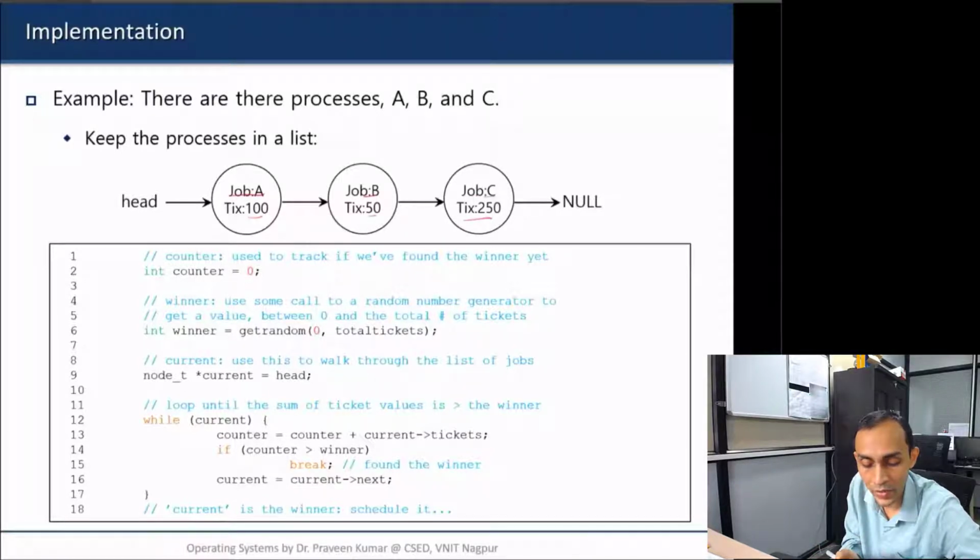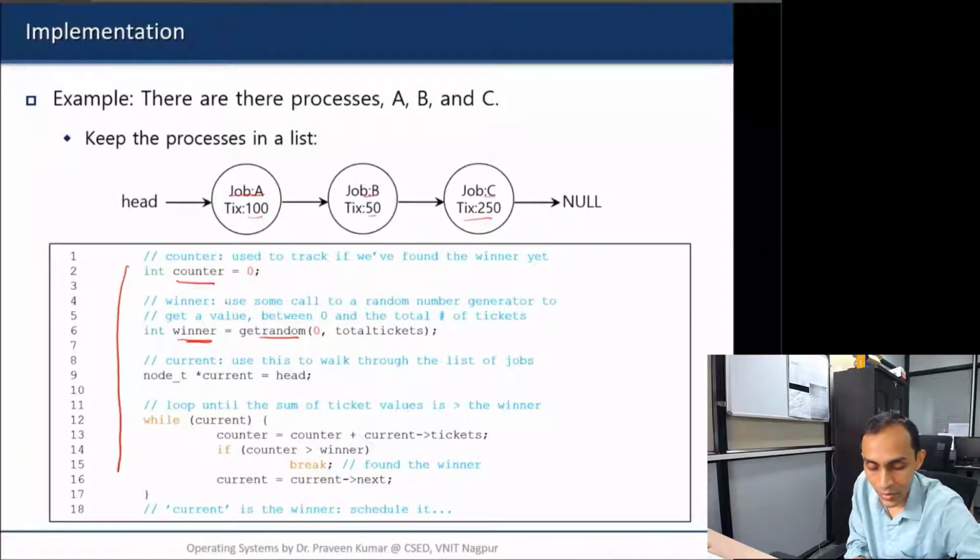Now every time the scheduler has to make a decision, you can run this code where you keep a counter. Generate a random number from 0 to the total number of tickets. So here there are 400, so from 0 to 399 you generate a random number, that is the winning ticket. Now you find which job has this winning ticket. You start from the head node and traverse the list, and as you traverse, increment the counter by the number of tickets each node holds. So counter equals counter plus the number of tickets held by the current node.